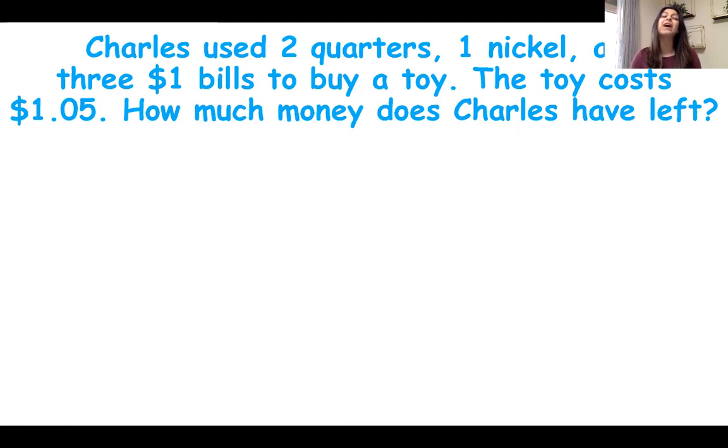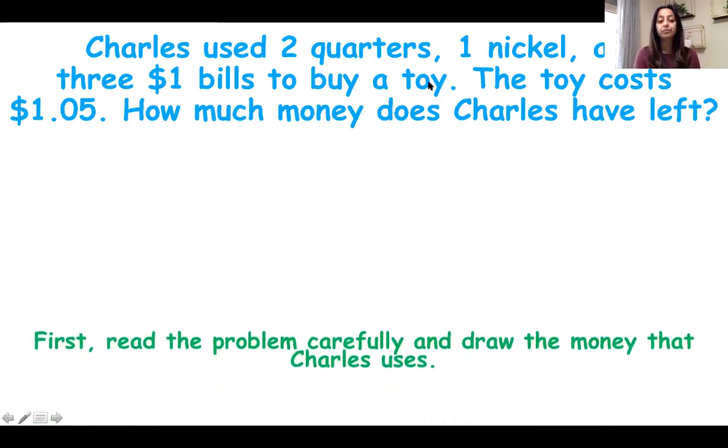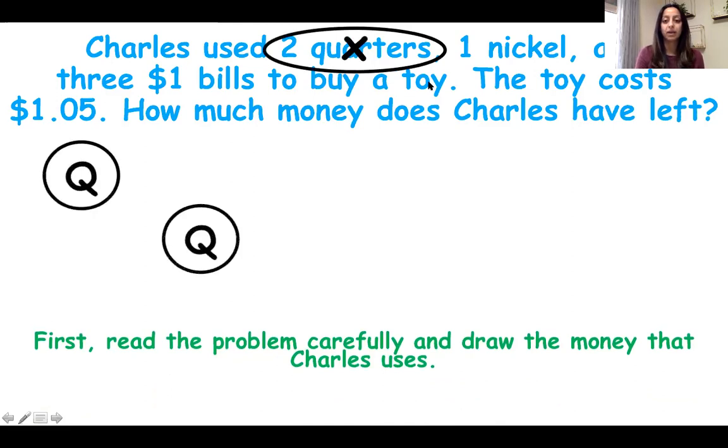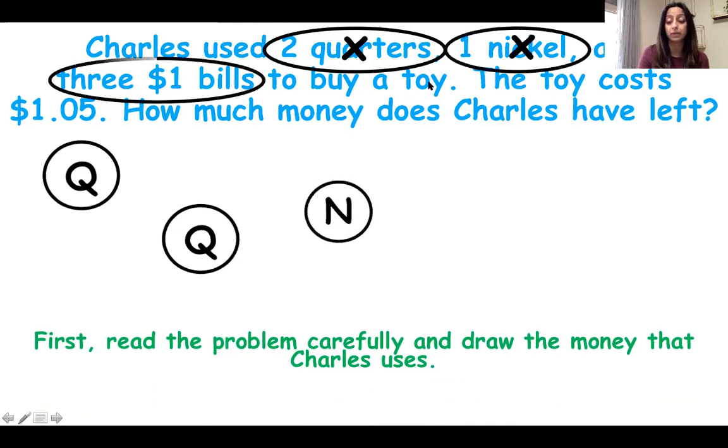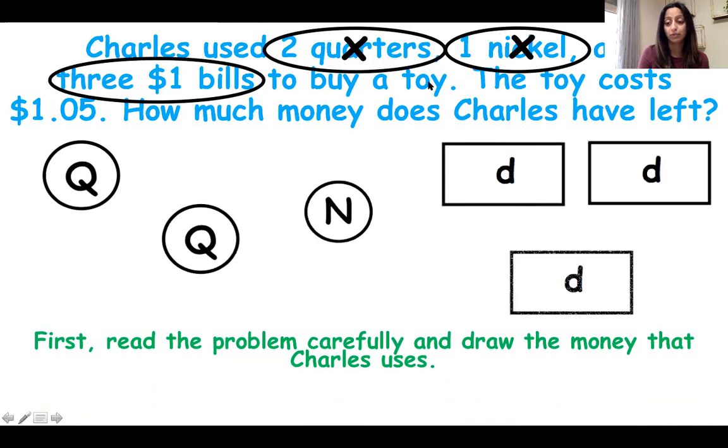Well, if we're figuring out how much money he has left, what do we need to figure out first? How much money he has. First, we need to know how much money he has in the first place. So I'm going to draw to show what money he has in the first place. So let's read the problem and draw what he has. He has 2 quarters, 1 nickel, and 3 $1 bills. 1, 2, 3.